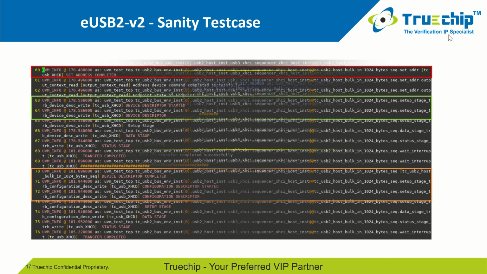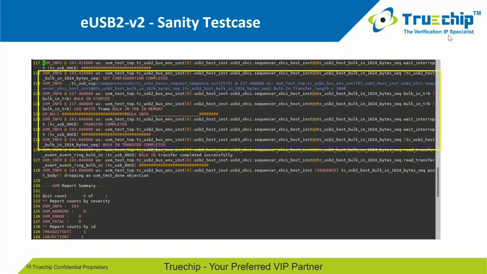After enumeration, we move to set configuration. Here, the host sets the appropriate configuration for the device based on the information obtained from the configuration descriptor. This includes selecting the desired interface and setting up the endpoints for bulk-in transfers. Now, we get to the core of the bulk-in transfer.